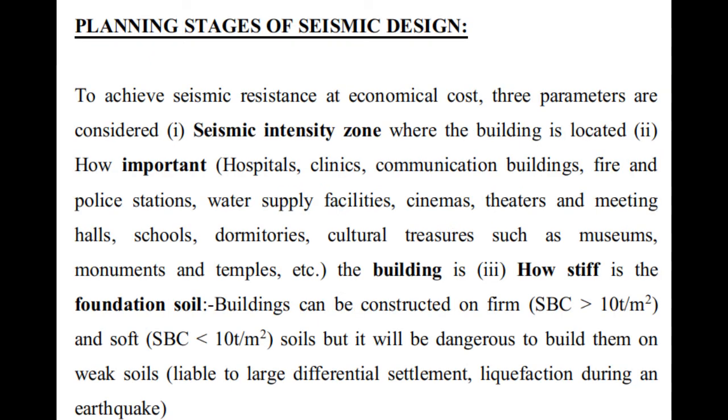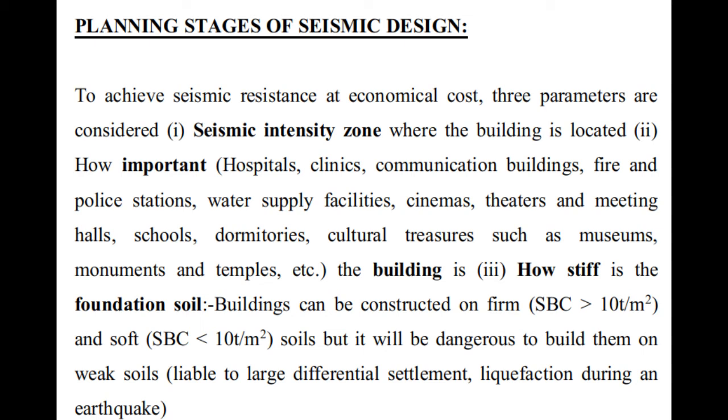Let us look at the planning stages of the seismic design. To achieve the seismic resistance at economical cost, three parameters are considered. Number one, seismic intensity zone, where the building is located. Number two, how important the buildings are.